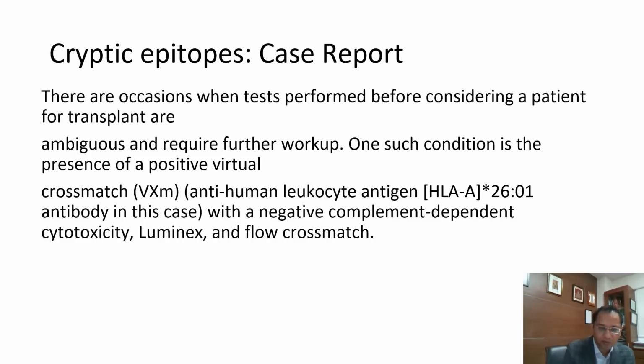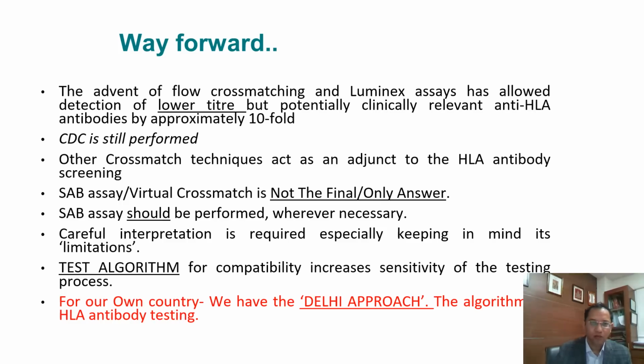You have to see CDC crossmatch also. You have to see Luminex crossmatch also. You have to see flow crossmatch also. If you are performing all these things, antibody screening is a very vital tool. So if you have an antibody screen which is coming negative, but your single antigen is coming positive, there is some discrepancy. You need to check that. So the way forward is the flow crossmatch is there, Luminex assay is there.